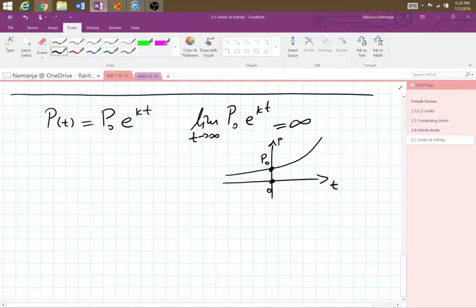Now, as I said, there are other models out there. One of them is the logistics model. Depending on which numbers and values are used, let's go with P equals A over 1 plus B e to the minus kt. This is a logistics model, and it will have a graph that looks like this.